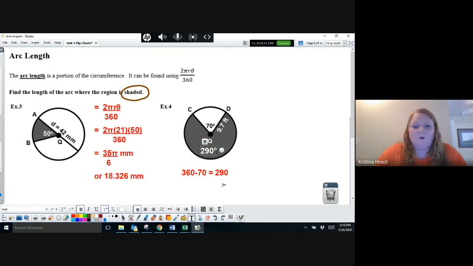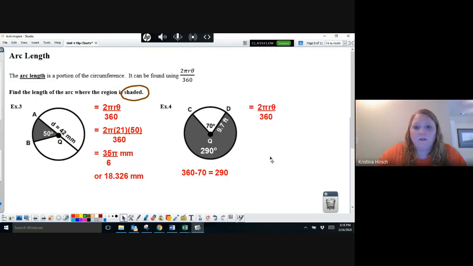So I don't care about the 70. I care about the shaded region, remember. When I set up my formula, it is the same, but this time my radius is 9.7, and I'm looking at 290 degrees out of the full 360. And then I get 49.096 feet. It makes sense that if this length right here is 9.7 feet, the curved part of the shaded region is significantly longer than that, so close to 50 seems like it should be pretty accurate.